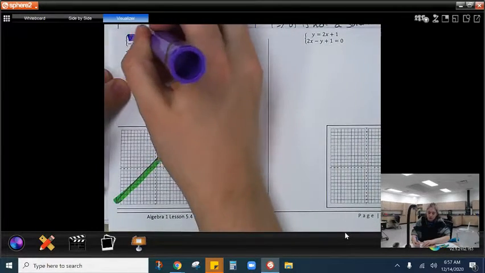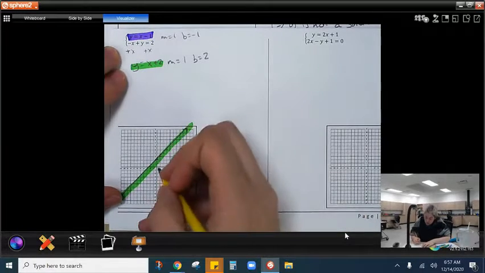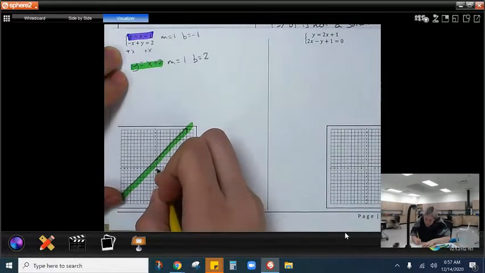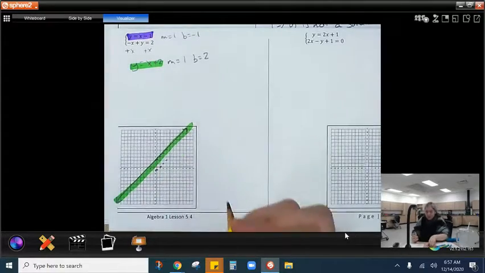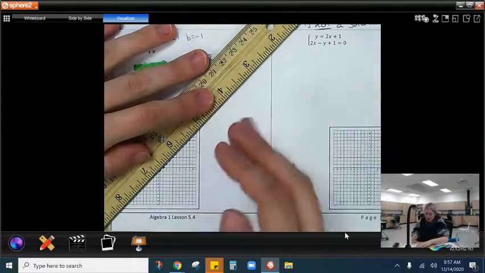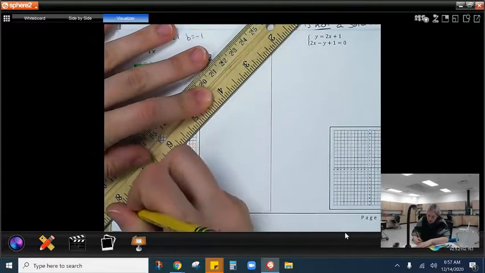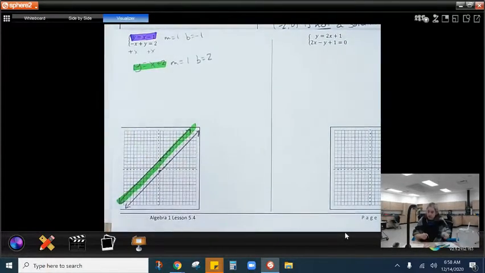So this one I'm going to do in purple because those are the colors I grabbed. So we've got negative 1, and then we are going up 1, right 1, up 1, right 1, up 1, right 1. I like to do a couple. It helps me get a straighter line, that way I kind of know the general direction. Easier to connect it. And purple.